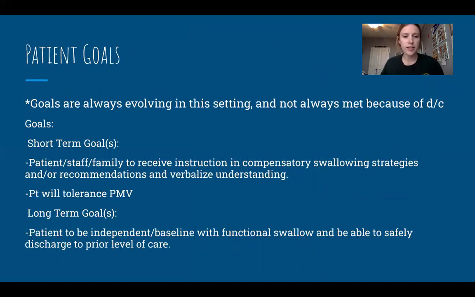So for her, patient, staff, and family receive instruction in compensatory swallowing strategies and/or recommendations and verbalize understanding. Patient will tolerate the PMV. Patient to be independent at baseline with functional swallow and be able to safely discharge to prior level of care. So these were all good goals for her to leave the hospital, knowing that we did our job.